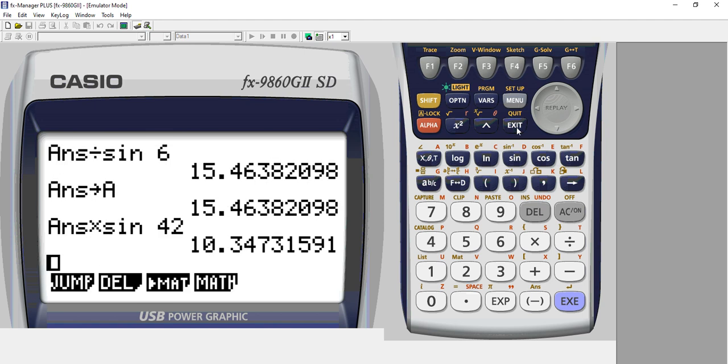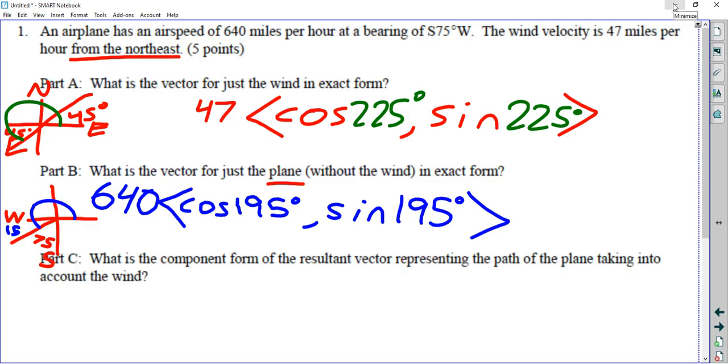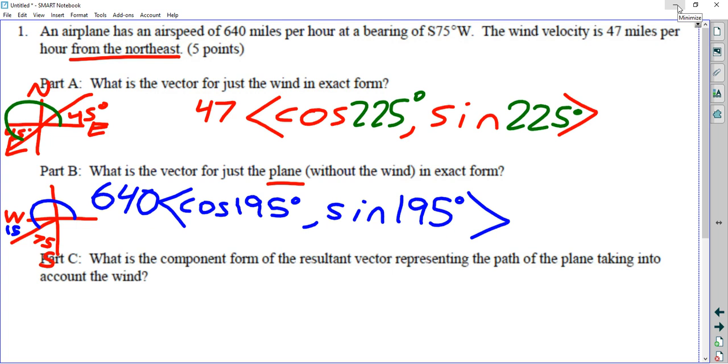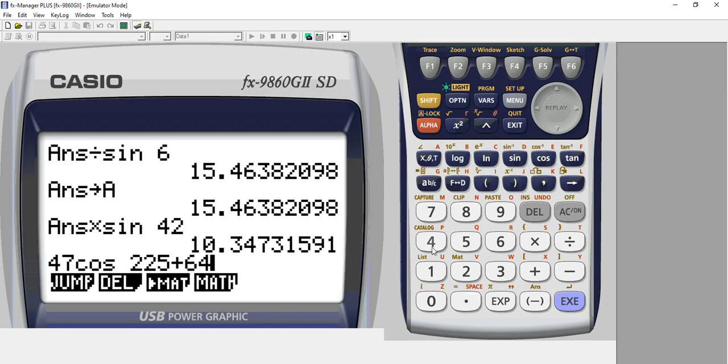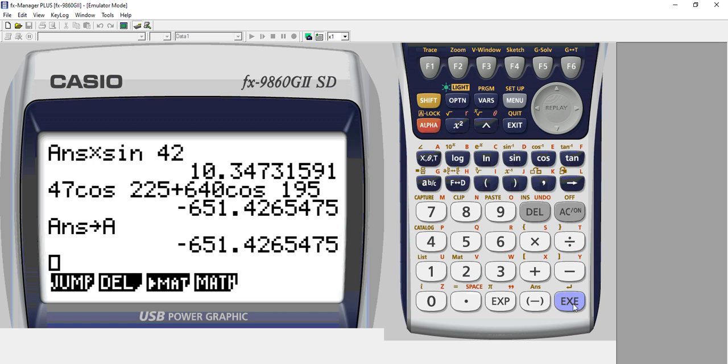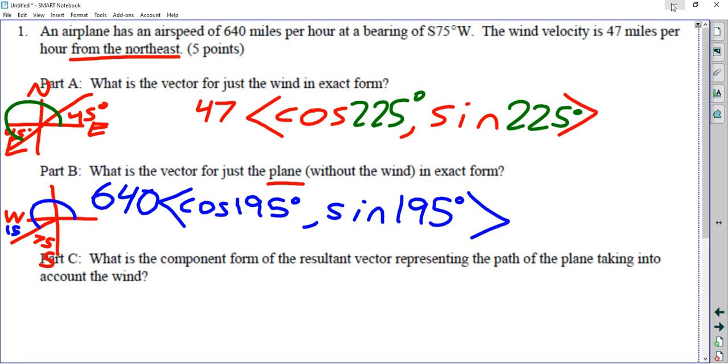And we're going to type these things in. It is 47 cosine 225 plus the plane, 640 cosine 195. That is the x component of our added up vector. I want to save that so I can refer back to it without typing it. So I'm going to do the store button, alpha A. Negative 651.4. I'm also going to write it down if I need to.